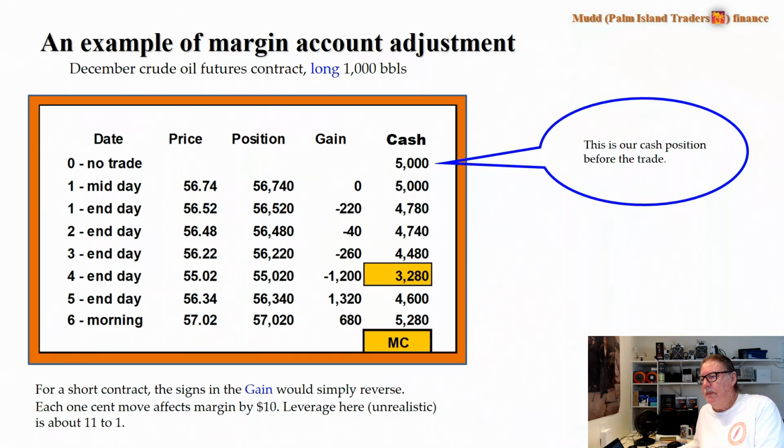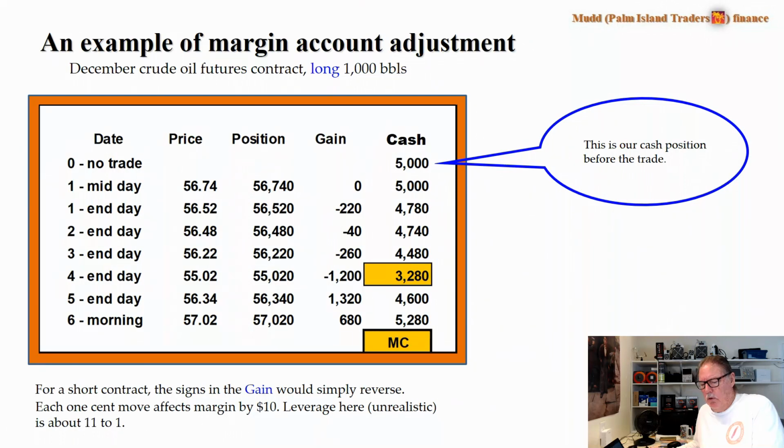First of all, this is the cash in our account before we start the trade. And that's what we're trying to monitor, the cash in the account. So we're saying that's $5,000. Normally it would be more like $10,000, and perhaps I should change the example to reflect that. But so far, this is what we're using as the example.